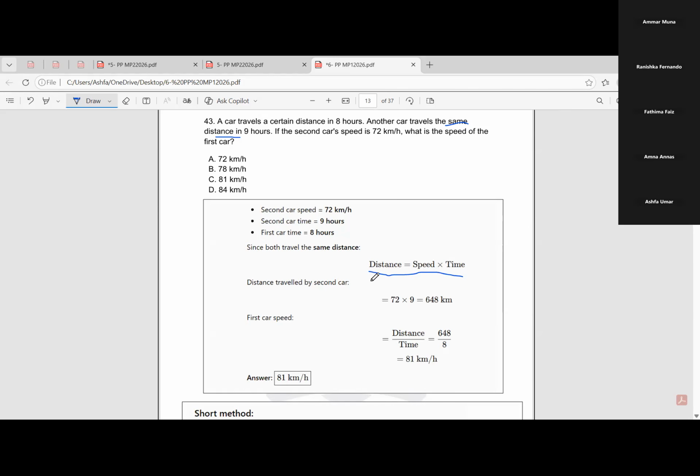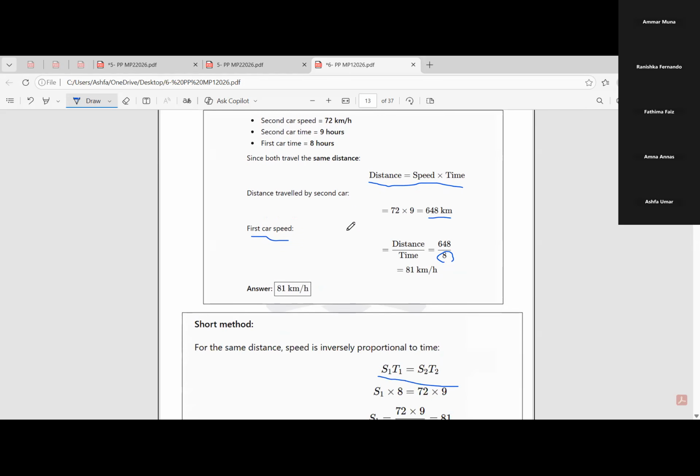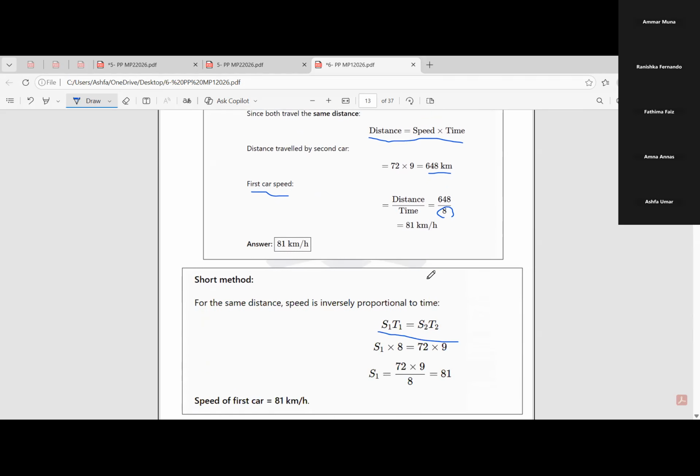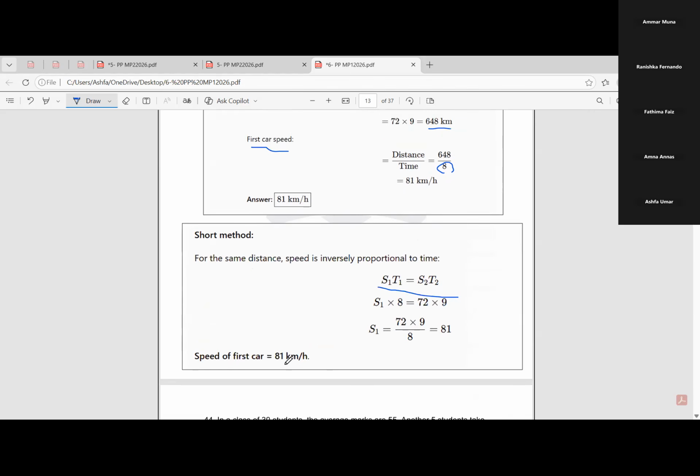It means the distance is the same as the distance traveled by the second car as well. To find the speed of the first car, we use this distance divided by the time taken by the first car. Because it's the same distance, it's easy to get the speed and solve this. Whenever you read it's the same distance, I suggest you use this because it saves time and is a short method.